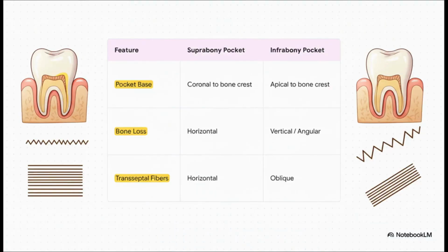This table really breaks down those key differences. The big things to notice are where the pocket base is relative to the bone, the pattern of the bone loss, is it horizontal or vertical, and even the direction of these tiny little connective tissue fibers. You can see how in infrabony pockets, everything gets reoriented. These are often way more complex to treat because of that deep, contained bone defect.